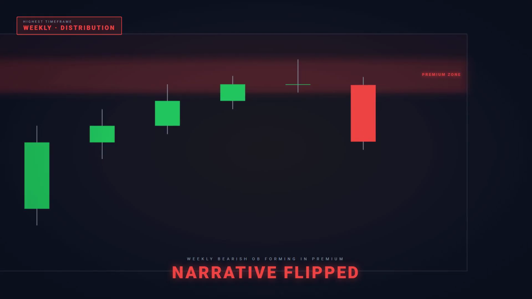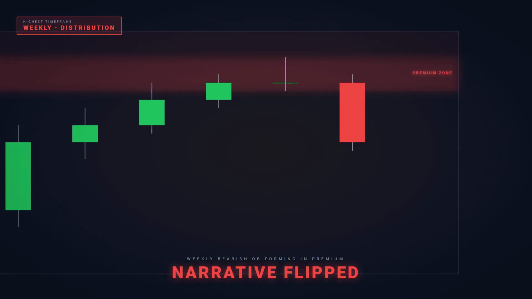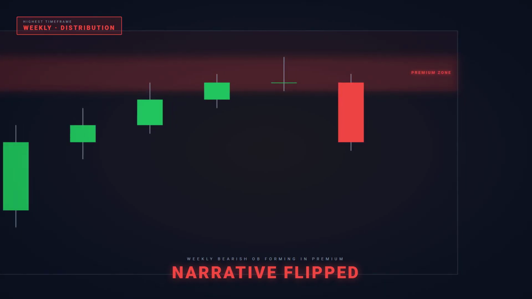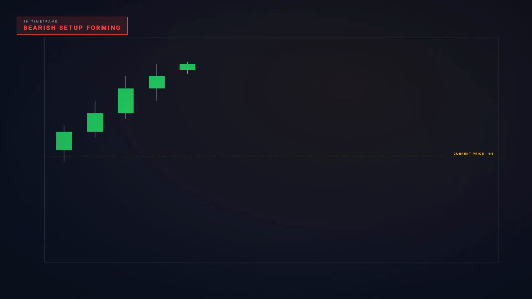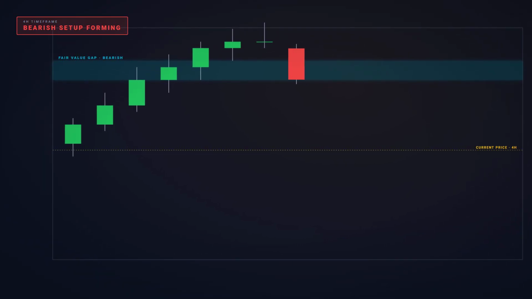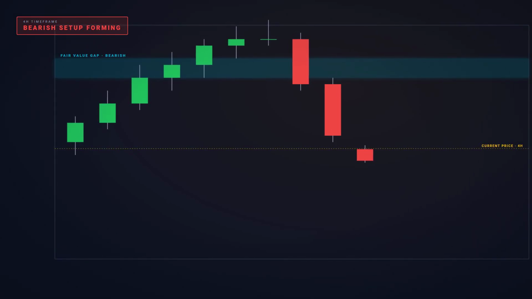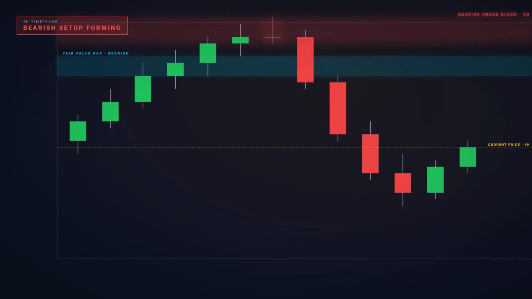On the 4-hour, the shift that the daily is beginning to show is already more advanced. The 4-hour has made a clear bearish structural break. The last 4-hour higher low has been taken out, and the candle that took it out was a strong, committed bearish displacement. That displacement left behind a bearish fair value gap above the current price, and the last sequence of bullish candles before the displacement. The final push higher that failed to make a new high, and then gave way to the bearish impulse. Those candles are the bearish order block.